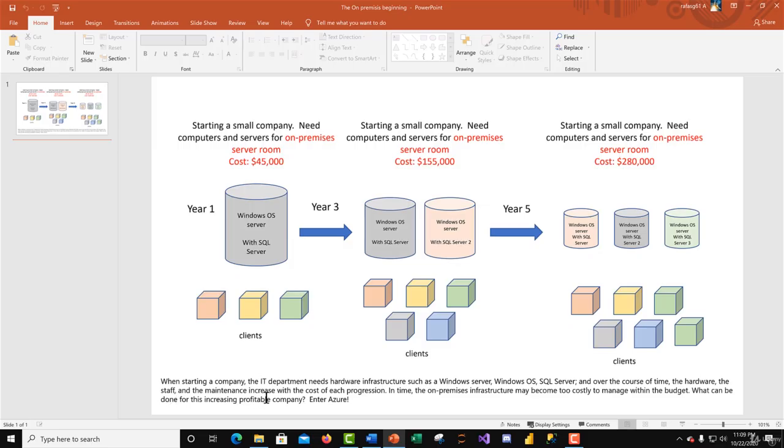So when starting a company, the IT department needs hardware infrastructure such as the Windows Server, the Windows operating system, the SQL Server, and over the course of time, the hardware and the staff and the maintenance and the cost of each progresses with time. So in time, the on-premises infrastructure may become too costly to manage within the budget. So what can be done with this increasingly profitable company? Enter Azure. This is just a quick demonstration of what the on-premises is.